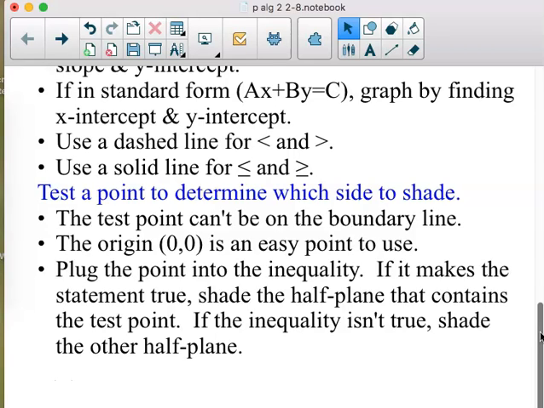And if 0, 0 is not on our line, oh, that's a nice easy one to test. So that's a good point to test. Plug it into the inequality. If it makes the statement true, shade that side, because that's where all the solutions are. If it doesn't, you can go to the other side.